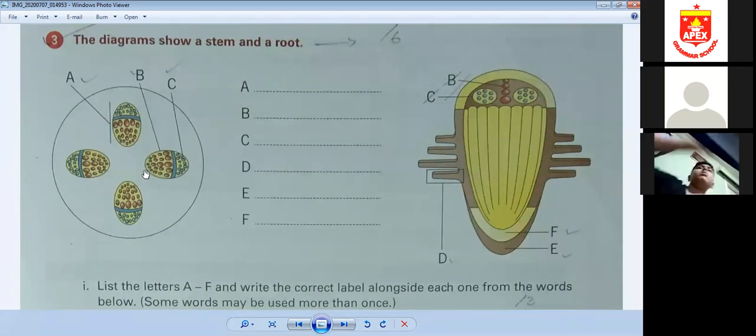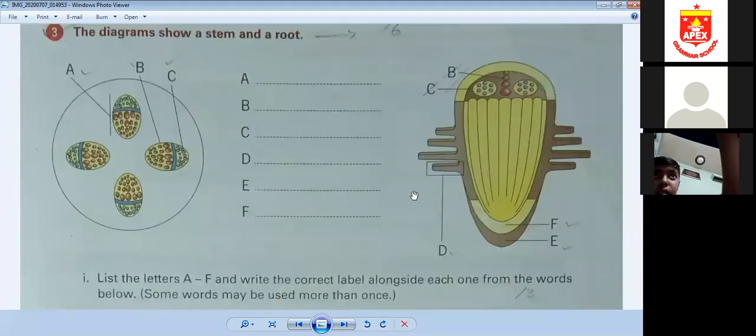So which is common to both of them? First, the vascular bundle is common. You can also see it is a vascular bundle. Second, it has xylem cells and it also has phloem cells. So which thing is common?